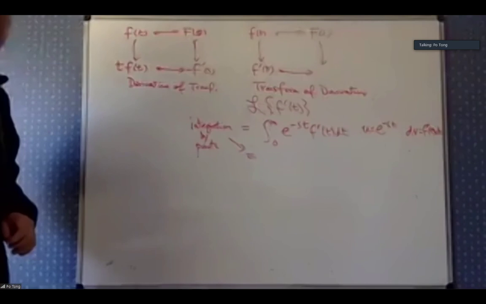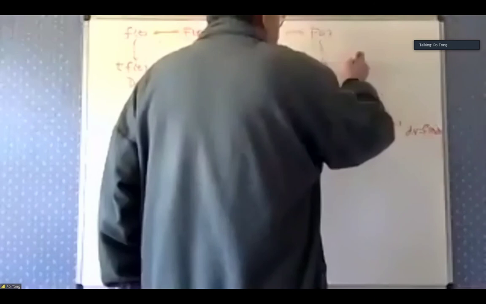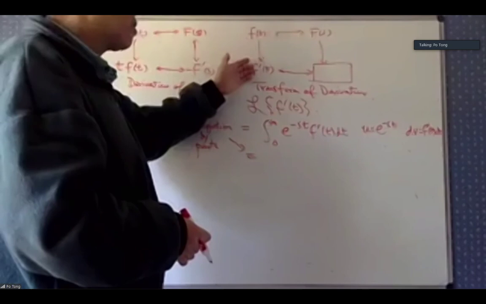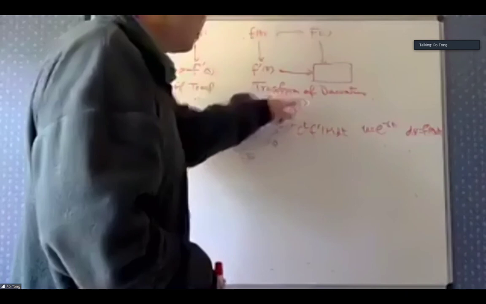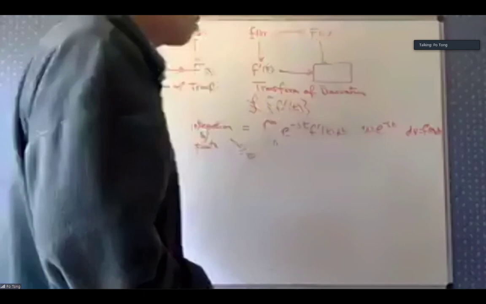Now we're going to do this other side. Here we're taking the derivative on the left hand side and see what happened to the right hand side. And this left hand side is just a definition of the Laplace transform. And then I'm going to use integration by parts.